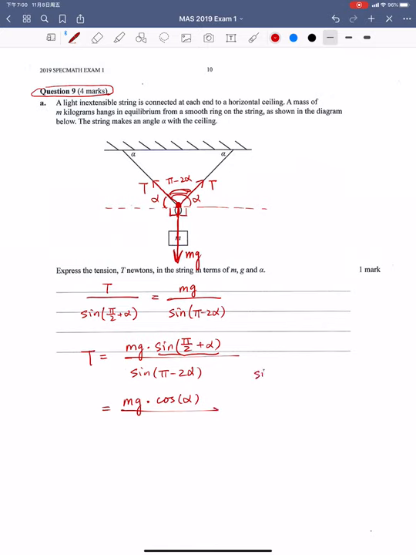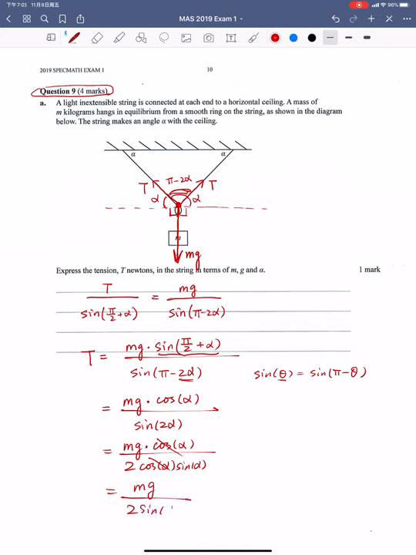I know sine theta equals sine of pi minus theta. So this 2 alpha is just my theta here. It's sine 2 alpha. It could be simplified further because mg times cos alpha will be divided by 2 cos alpha sine alpha, and canceling cos alpha from the top and the bottom, we will have mg over 2 sine alpha.